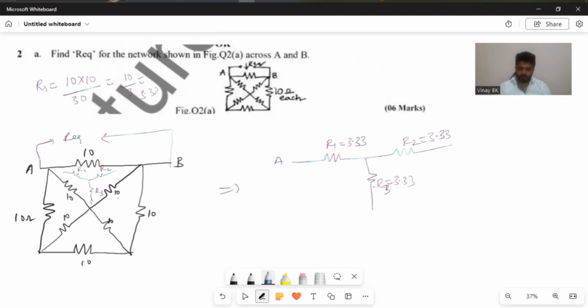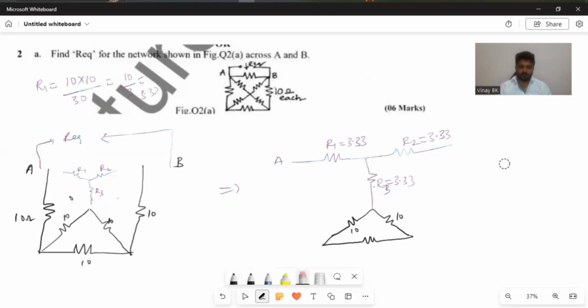Now this R3 is connected to these junctions of 10 ohm, 10 ohm. So from R3, a 10 ohm resistor is connected here, and similarly another 10 ohm resistor is connected here, according to the circuit diagram. So this 10 ohm, 10 ohm, 10 ohm will go. For example, you can see this will go, this will go, this will go. So now the circuit looks like this, from A to R1, R2 to B, and R3 connected here. See, you get a circuit which looks like this.